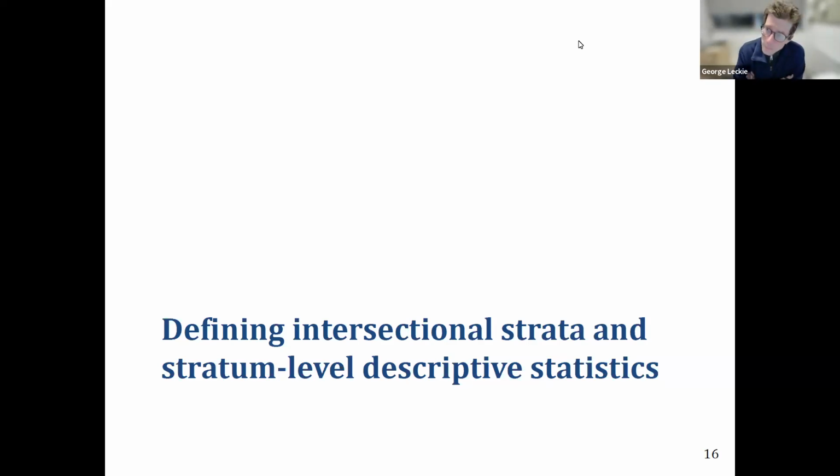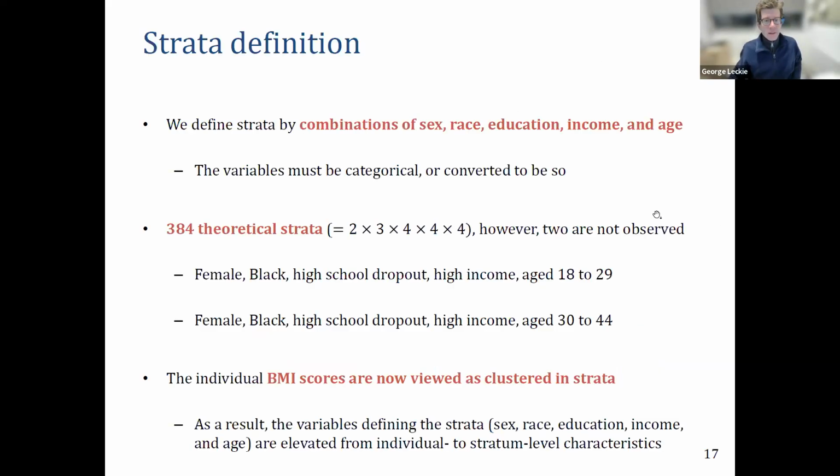Our next section to talk about here is going to be defining these intersectional strata. And once we've done that, to look at descriptive statistics at the stratum level to better understand them. So in this intersectional MAIHDA approach, these complex social identities formed from multiple characteristics are essentially what is done is that all possible combinations of the variables in question are considered.